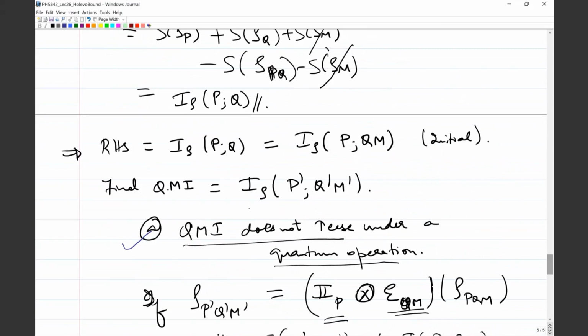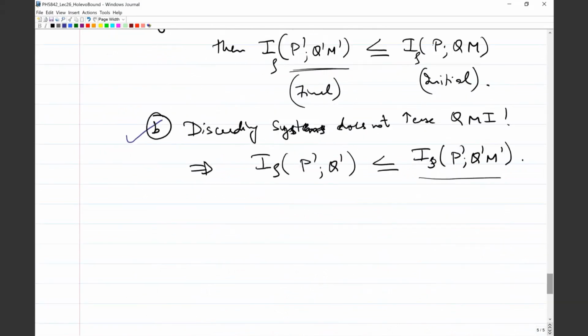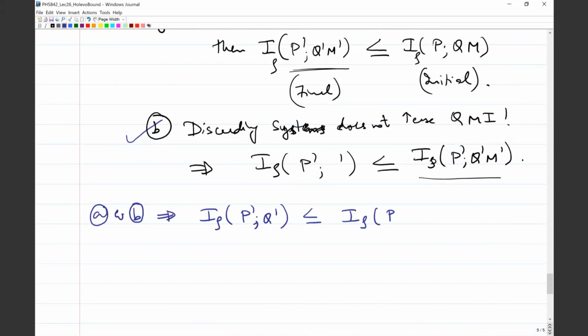given A and B, once I put that together, then I have this final mutual information between P prime and Q prime is always less than or equal to the initial mutual information between, here should be M prime, right? Because I was tracing out the Q prime. I made this mistake last time. So what I should have here is M prime actually. So this is what I want to show.